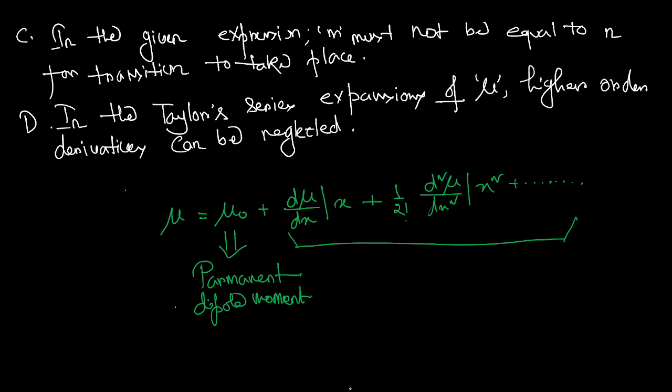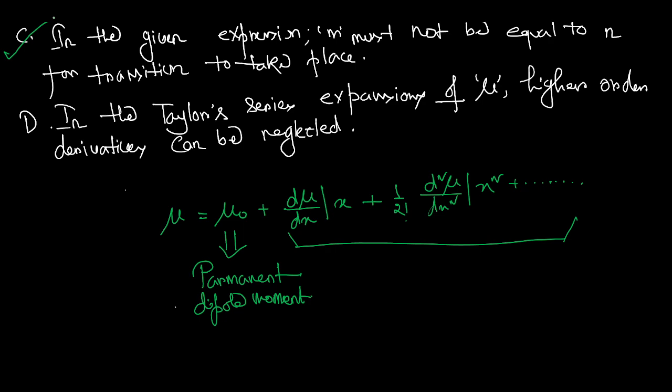Now the third option says that in the given expression m must not be equal to n for a transition to happen, which is correct. Otherwise, if it ends in the same state, doing this exercise is not valid. So it's always m not equal to n, and we will see in the next question what the selected values are and the relationship between m and n.